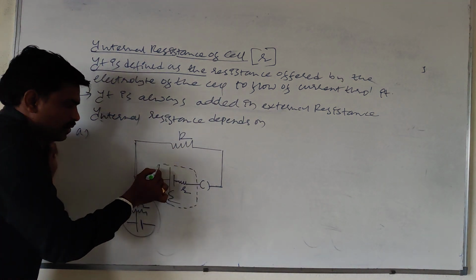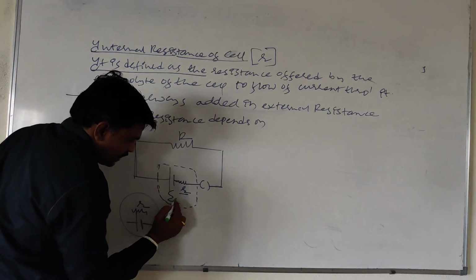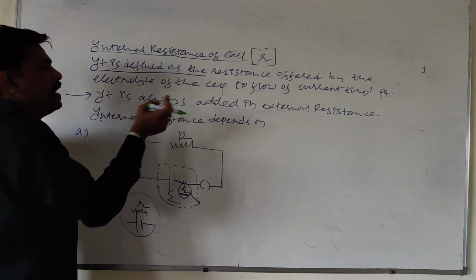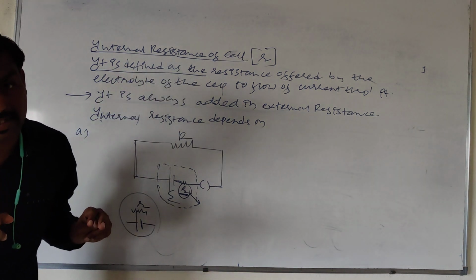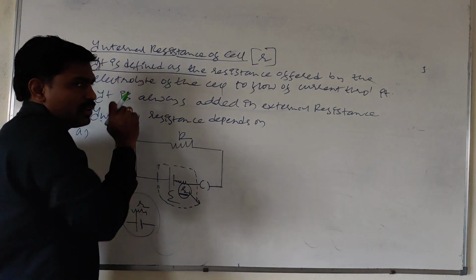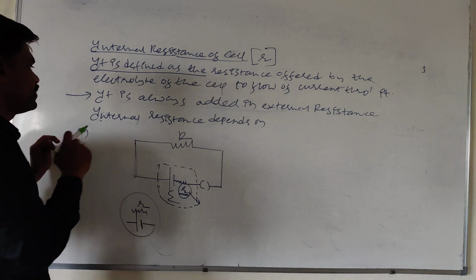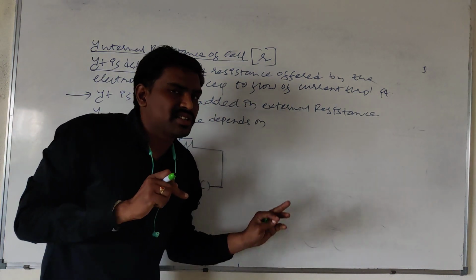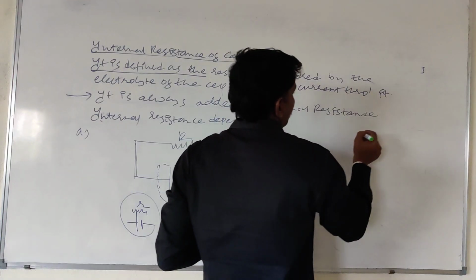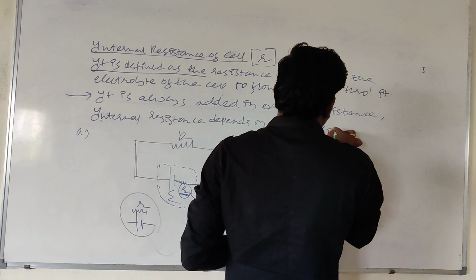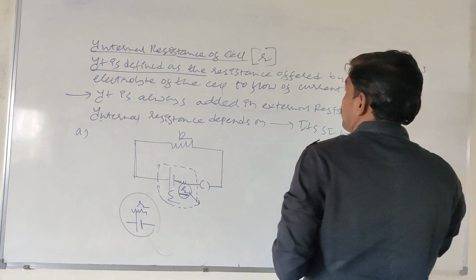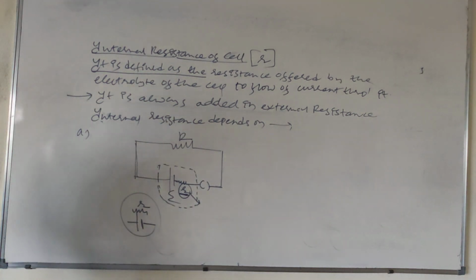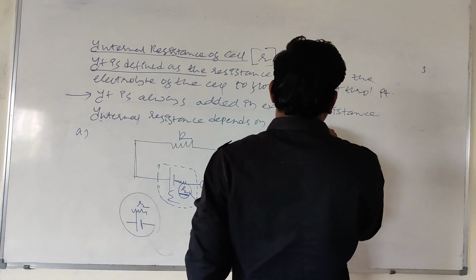In this way we can mark it, right? So it is always there along with this, but it is always added with the external resistance. It is always added to the external resistance. Very important, you should know this, right? So it is always added in the external resistance. And its SI unit, sorry, the internal resistance's SI unit is always ohm, right? That is ohm, its SI unit.